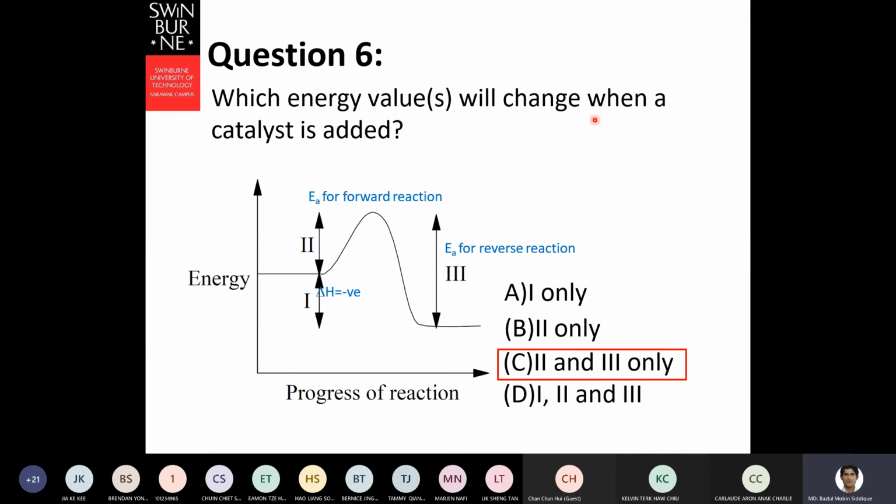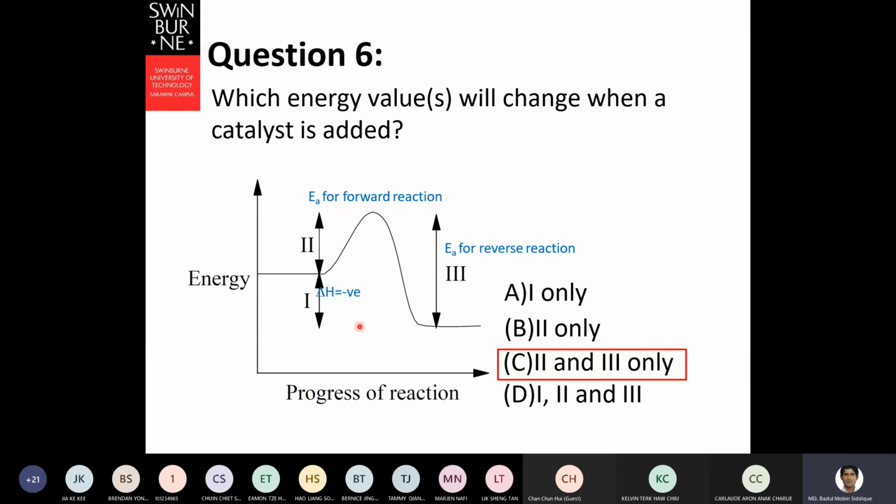Which energy level will change when the catalyst is added? Of course, 2 and 3 only, because the catalyst will give you an alternate pathway, so that it will reduce this activation energy. And another thing is the reverse reaction will also be possible.